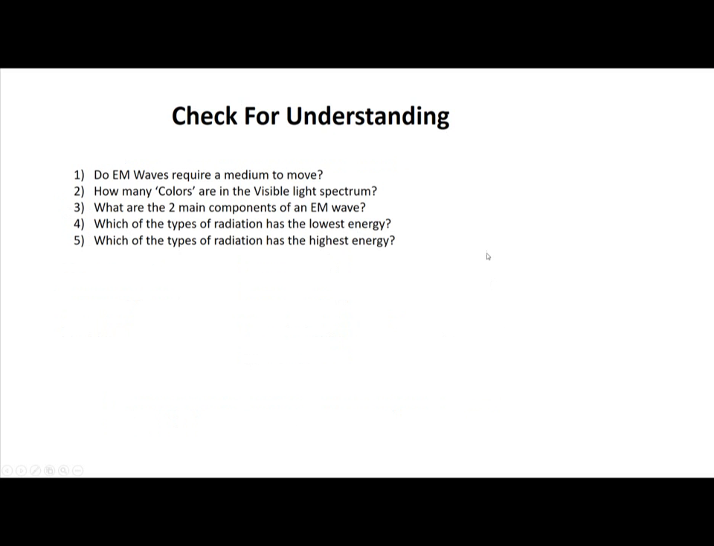So let's just quickly check for understanding here, and these are some questions you go through as you try to understand this section as we've covered it. The first question is, do EM waves require a medium to move? What do you think? How many colors are in the visible light spectrum? What are the 2 main components of an EM wave?